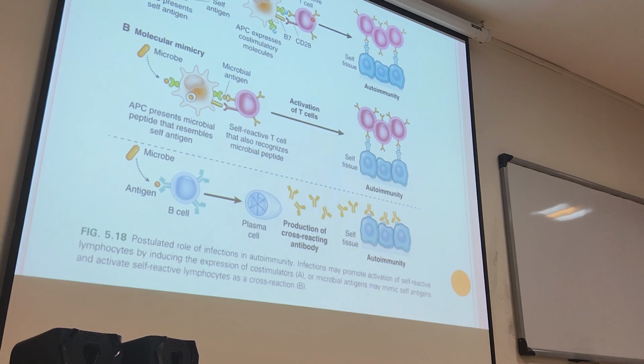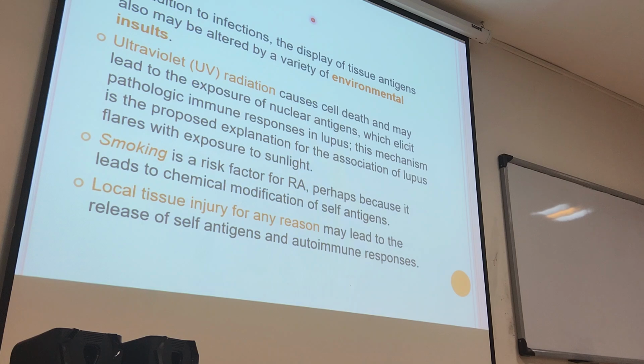Okay, so this is another way that infections can induce the activation of co-stimulators on APCs and cause autoimmunity. And we have different types of environmental insults. For example, UV radiation, which is seen in lupus, and smoking, which is seen in RA, and sometimes local tissue injury can cause autoimmune responses.